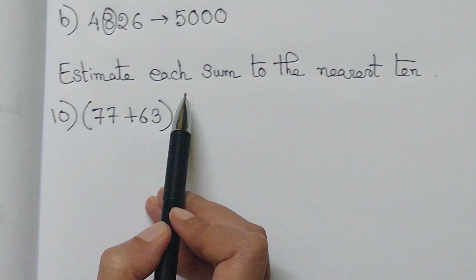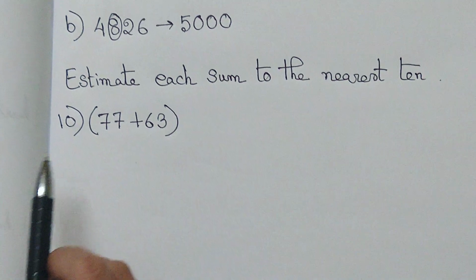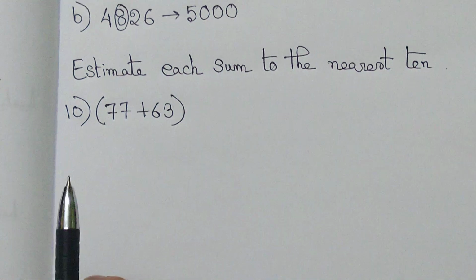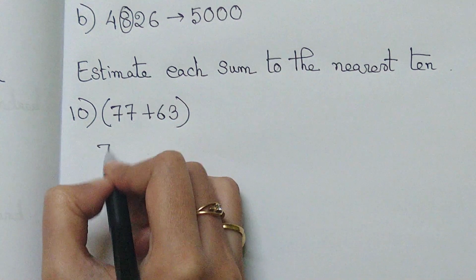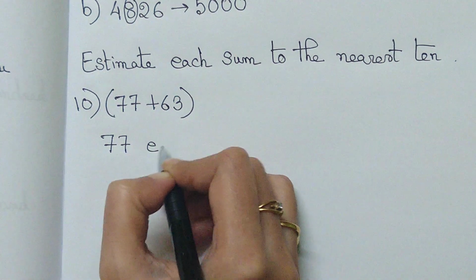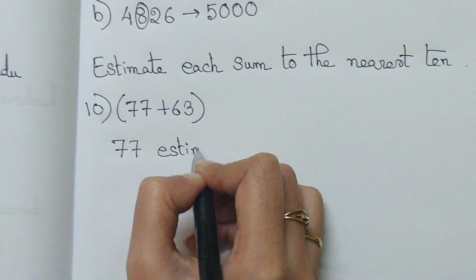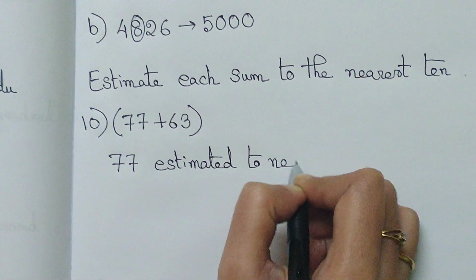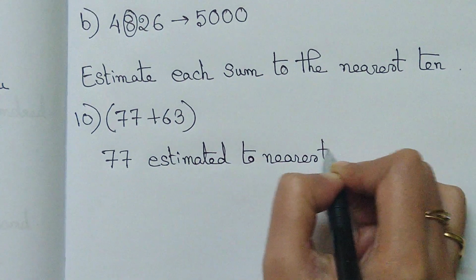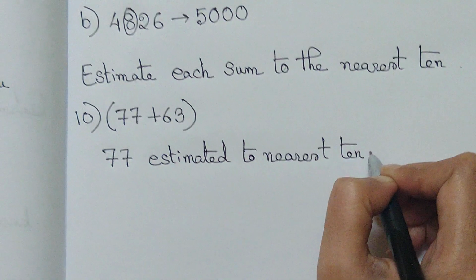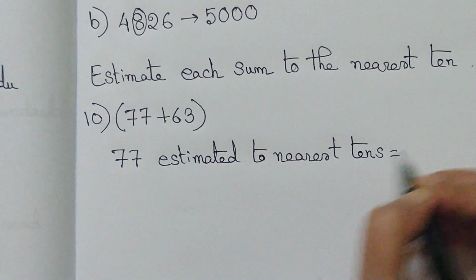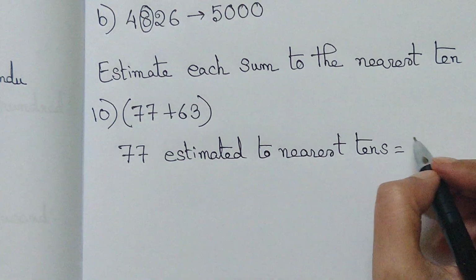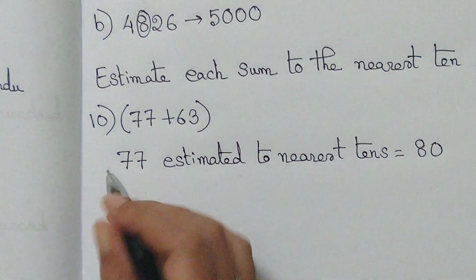Next question, estimate each sum to the nearest 10. We are going to solve sum number 10. 77 plus 63. So 77 estimated to nearest tens is equal to 7 is greater than 5. So 1 will be added up with the tens place, gives you 80.